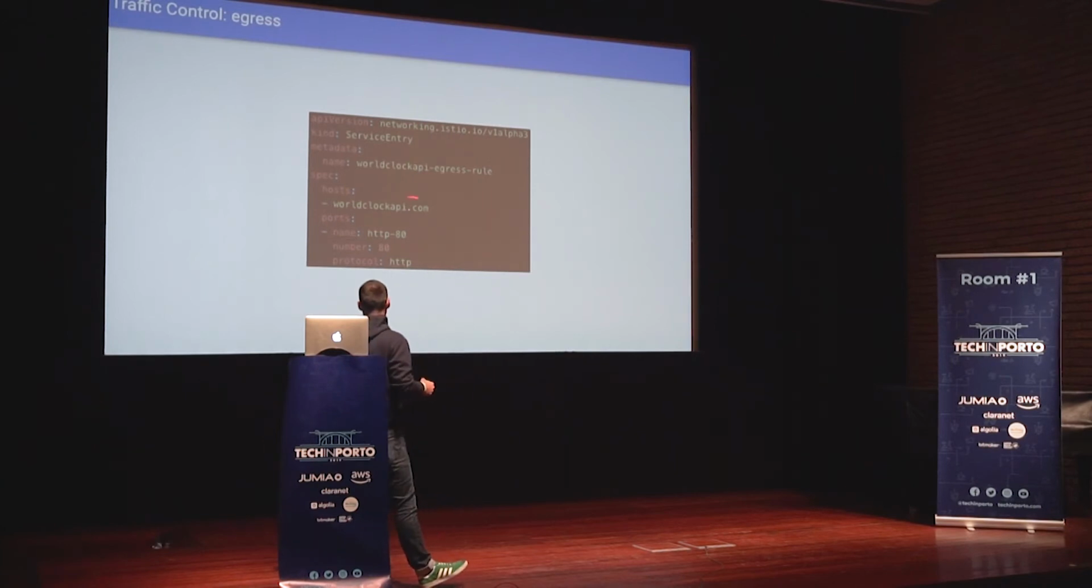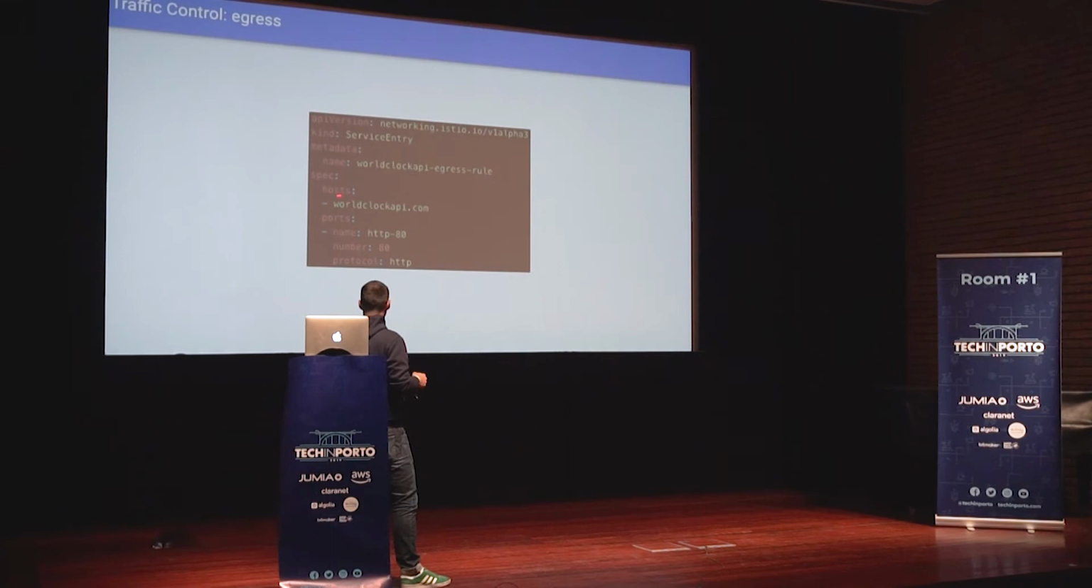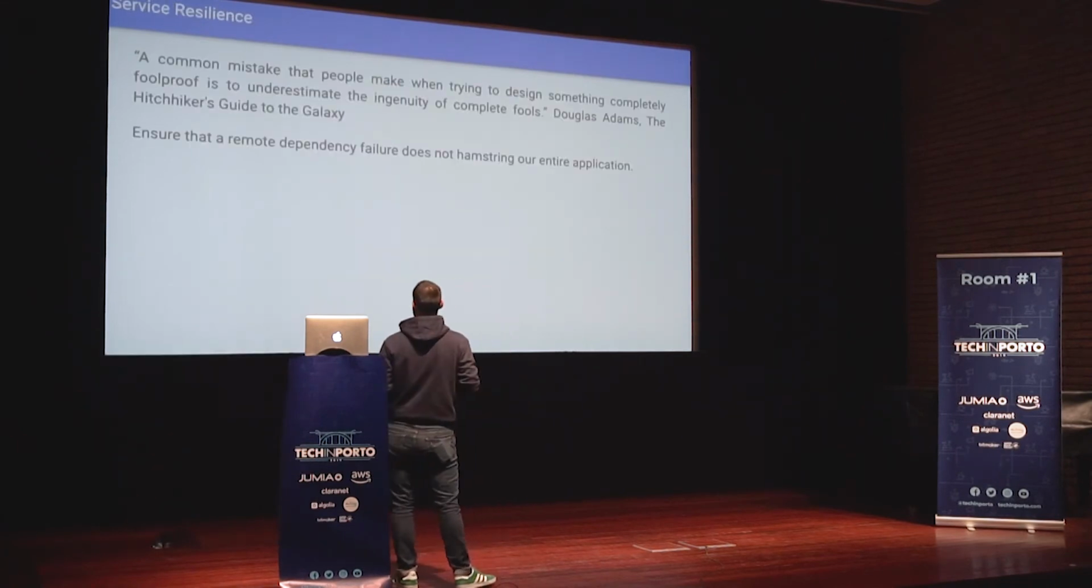So in this example, we're just saying that we have an egress rule for a world clock API. We allow traffic on port 80, so this will be allowed. Anything else won't be. So let's delve into service resilience.